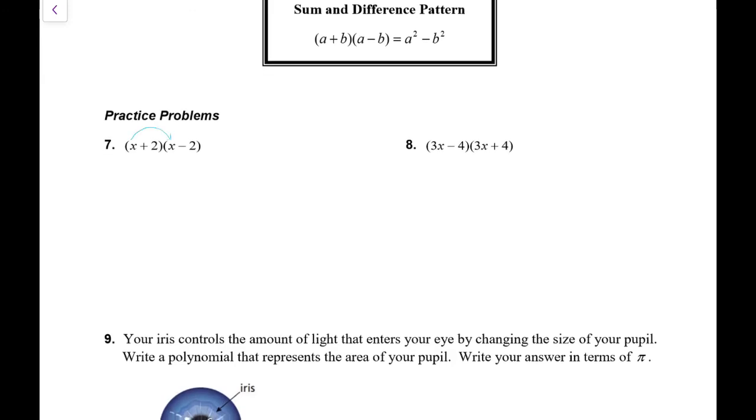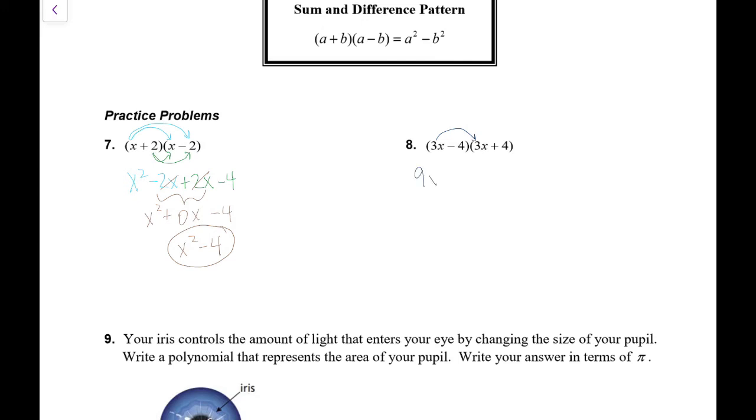If you have a positive and a negative version of the same thing, the middle two terms cancel. So on number 7, when I FOIL this out, I have x squared minus 2x and plus 2x. And then at the end, I have 2 times negative 2 is negative 4. The minus 2x and the positive 2x cancel to be 0x. So I have x squared plus 0x minus 4. But we don't need to write 0x. 0x is just 0. So we have x squared minus 4.